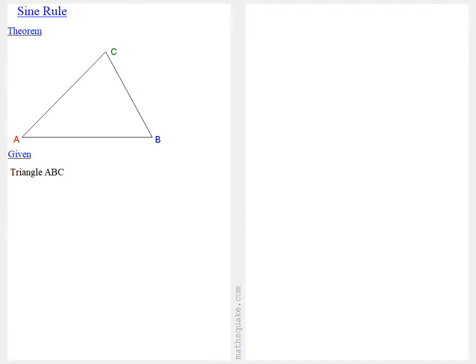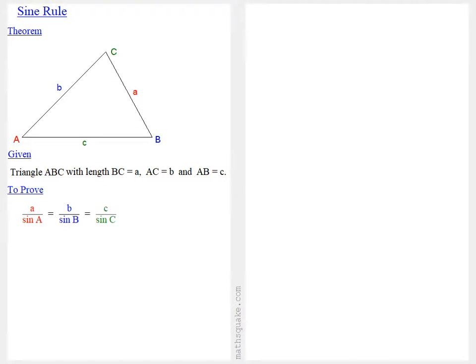So, if we've got a triangle ABC, the first thing that we need to do is label the sides. The side opposite the vertex A is labelled little a. So BC is labelled a. The side opposite the corner B is labelled little b. So AC is equal to b. And the side opposite C is labelled little c. And so AB is equal to c.